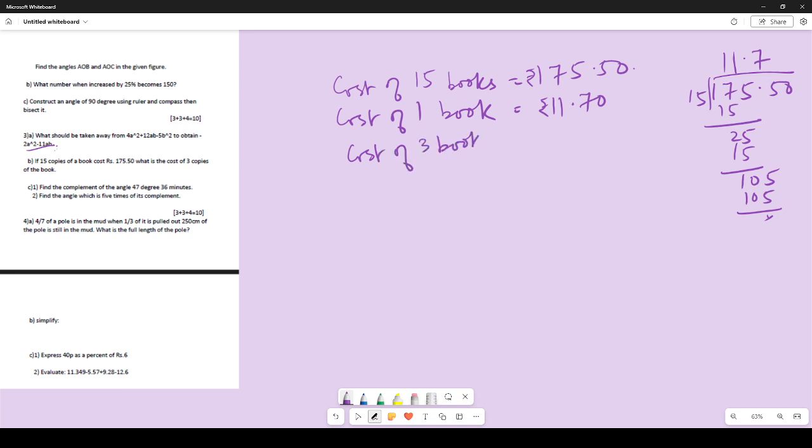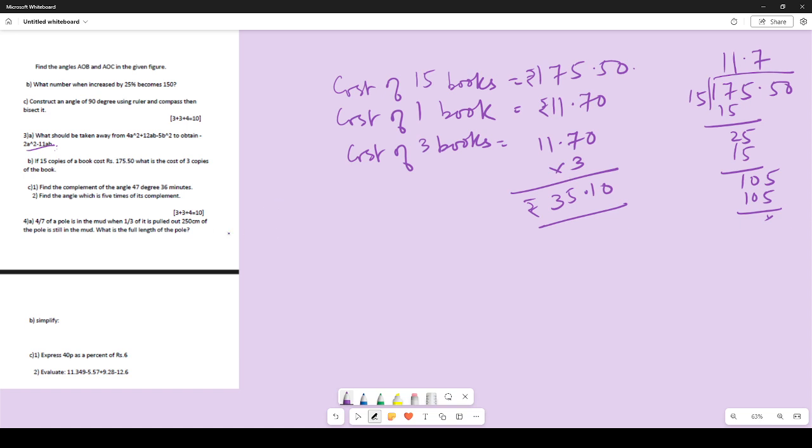Right? Now cost of 3 books, it becomes very simple now. 3 books is equal to 11.70 into 3, which makes it 35 rupees 10 paisa. This should have been your answer, right? So as simple as that.